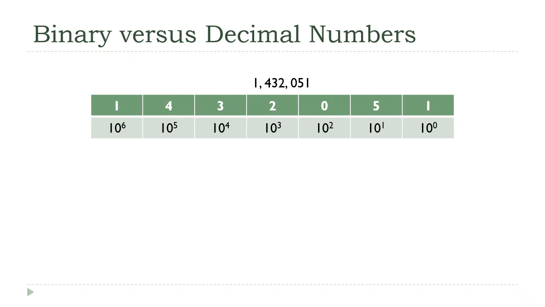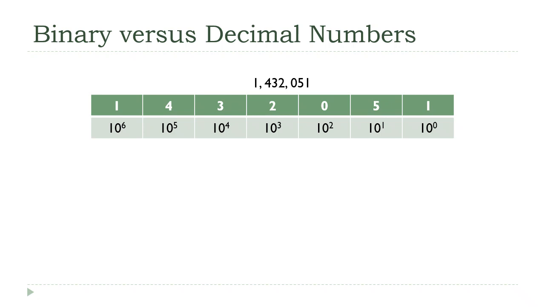And each digit represents a power of 10. For example, the 1 out there at the left-hand side represents 1 times 10 to the 6th, or 1 million. The 4 represents 4 times 10 to the 5th, 3 times 10 to the 4th, 2 times 10 to the 3rd, and so on, all the way down to 1 times 10 to the 0. 1 times 10 to the 0 is just 1, so that's 1 unit.